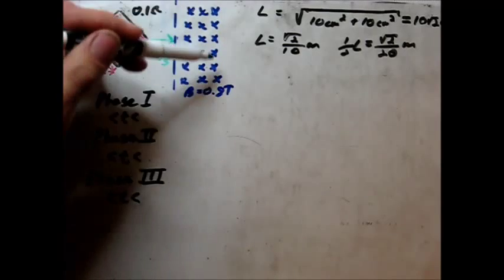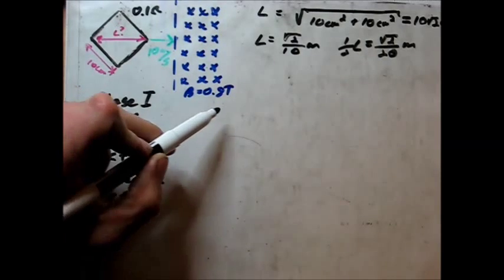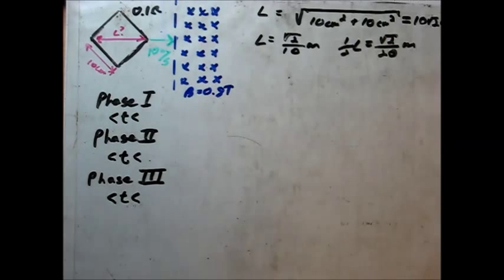Anyway, so this square loop is rotated 45 degrees, so it's going to be going into this B field. There's like a boundary here. It's going to be going into this B field at a rate of 10 meters per second. The B field has a strength of 0.8 Tesla.